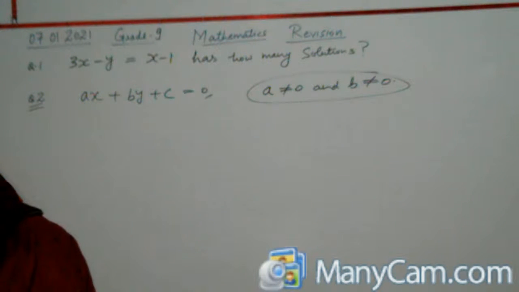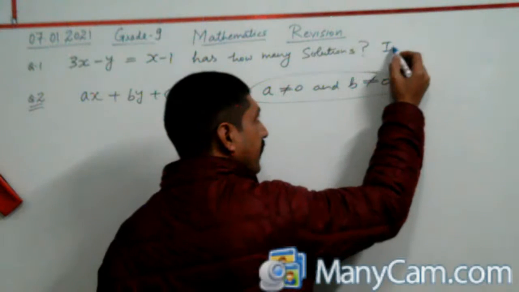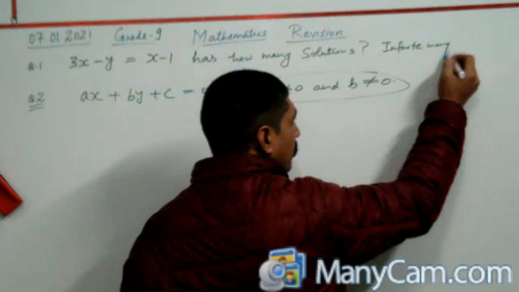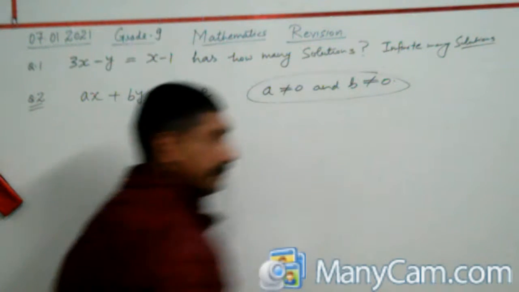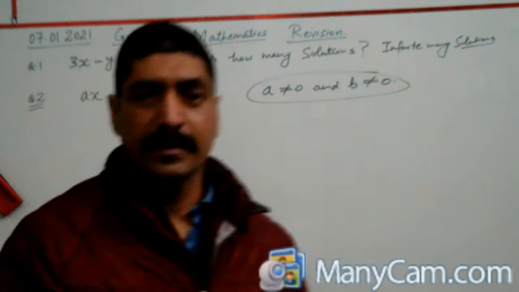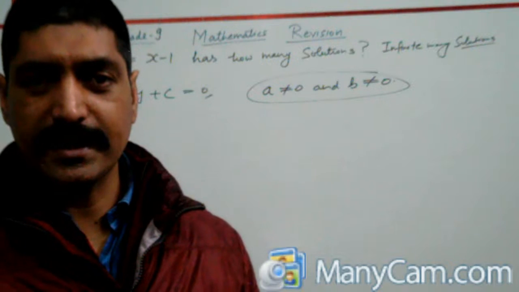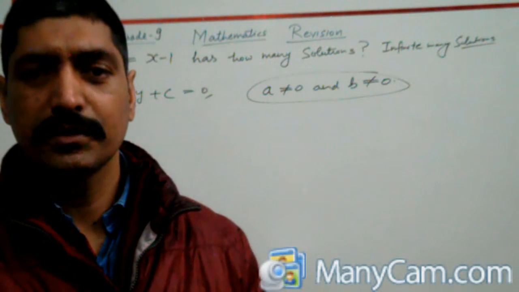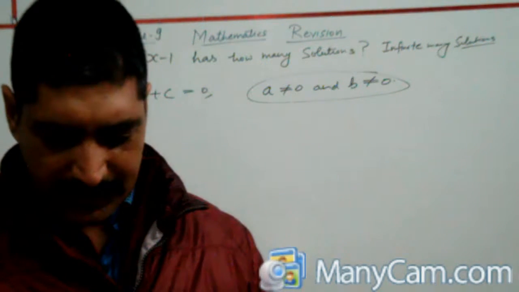First question, how many solutions? For the first question, there are infinitely many solutions, because the linear equation in two variables represents a straight line and every point on the line is its solution. So infinitely many solutions. Very right, Harleen.